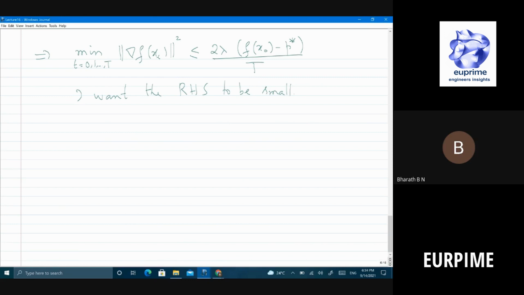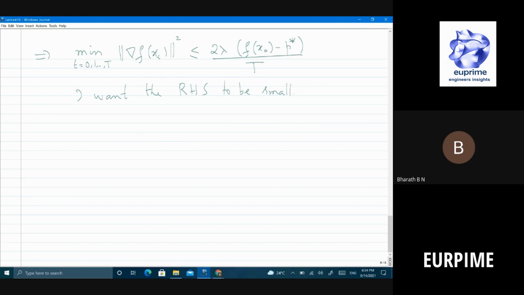If RHS is small, LHS is also small. What is LHS? The gradient. The gradient is also very small, right? So what do you mean by gradient being small? Remember, the gap is also small, right? That's what I want, right?